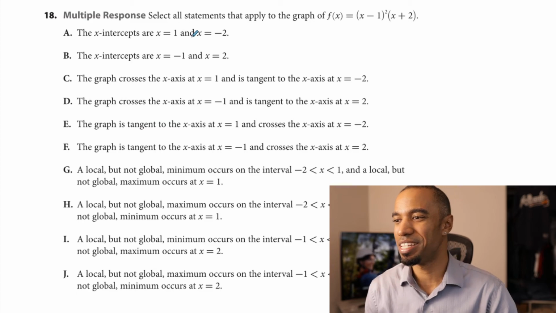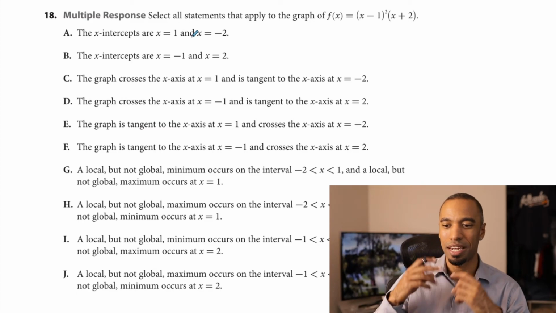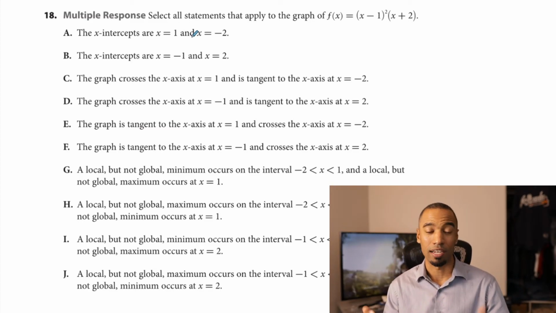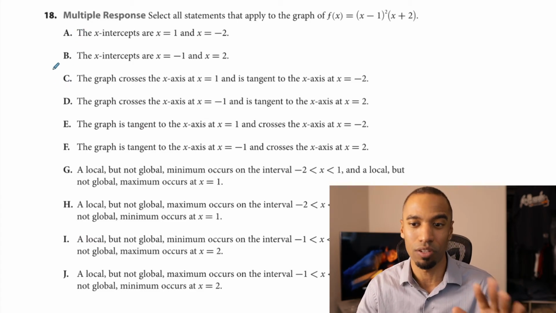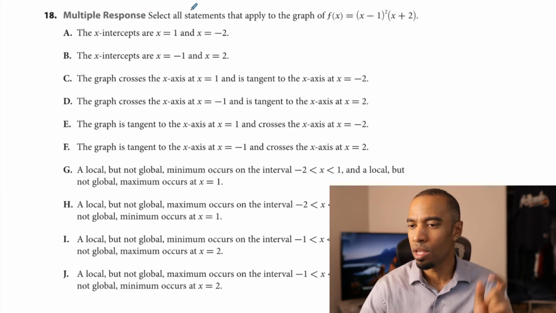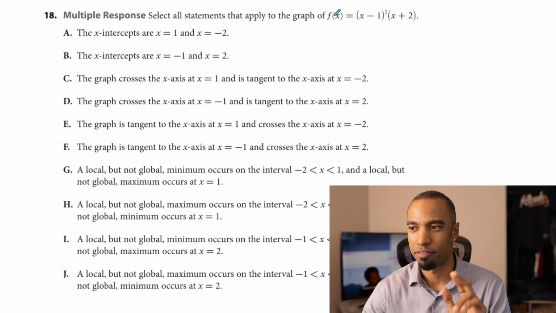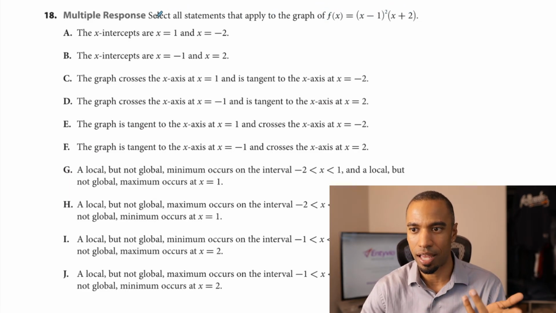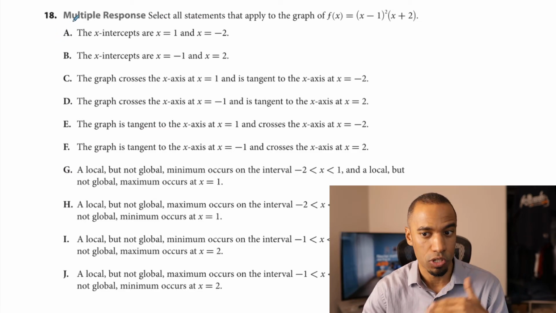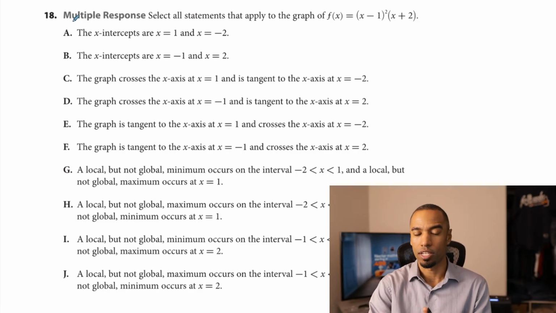All right, number 18. Let's see what this one's all about. Let's see if we can answer all these now that we've understood. I knew that it looked fun, so let's do it. Select all statements that apply to the graph of f of x equals x minus 1 quantity squared times x plus 2. When select, I assume means I can just circle them. So if I circle them, that means it's correct. So let's check them out.